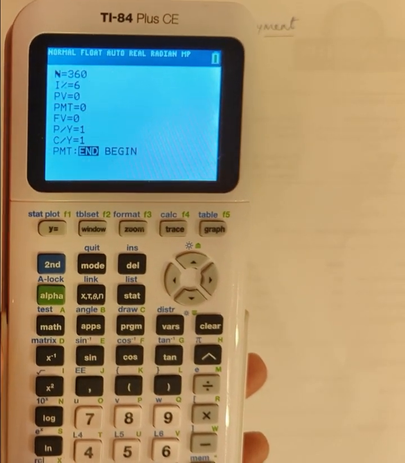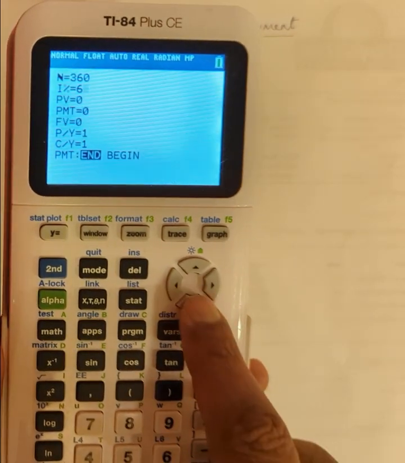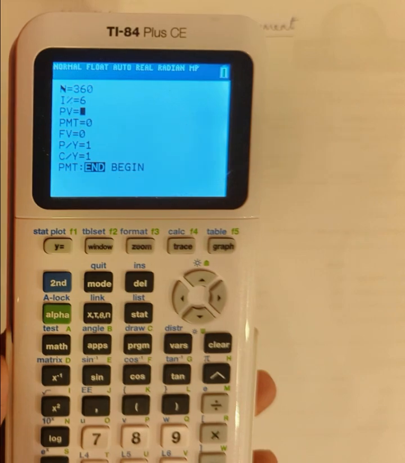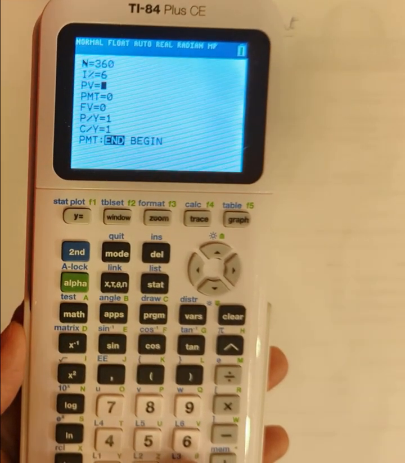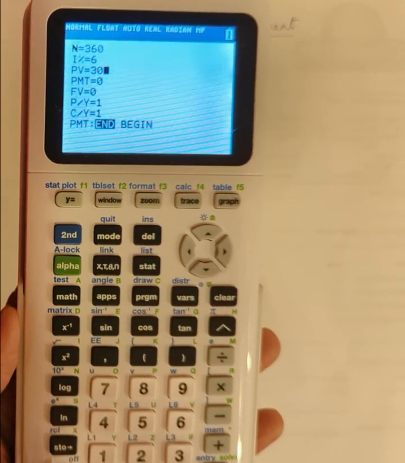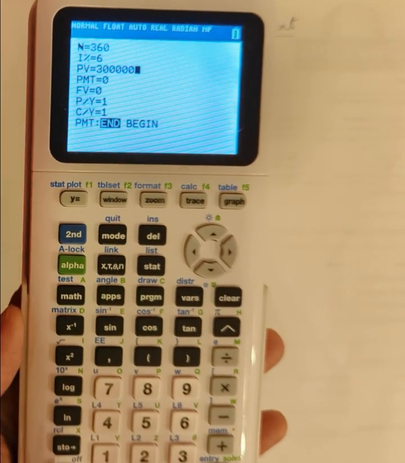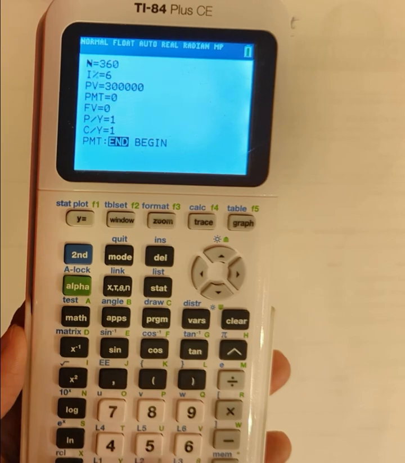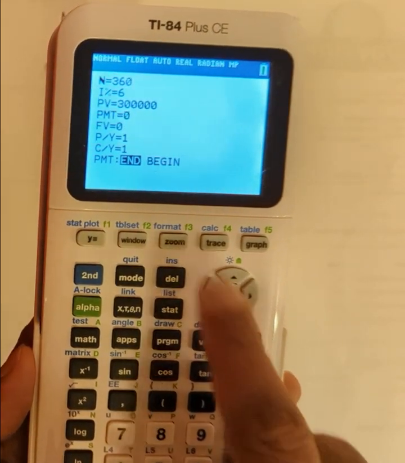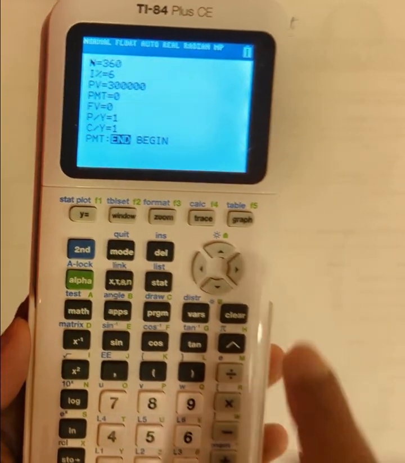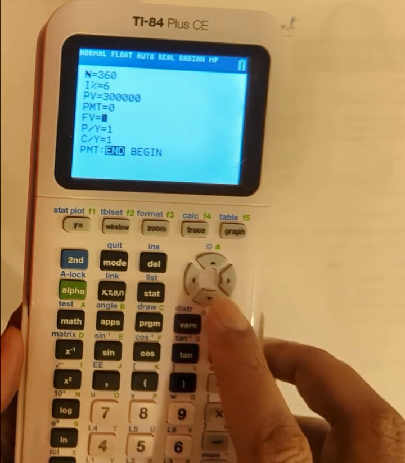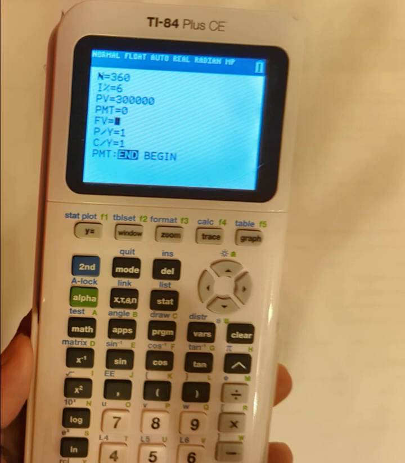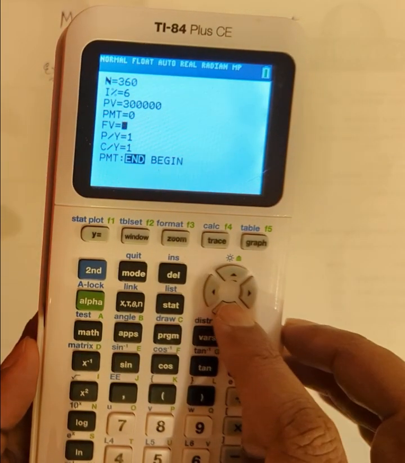I% is 6%. So 6% is the rate of interest, and PV is the loan amount, which we said is $300,000. So that's going to be 300,000. PMT is what I need to find out, so I'm going to come back to PMT a little later. FV is the future value, and I want the future value to be 0. I don't want to have any more loan left.